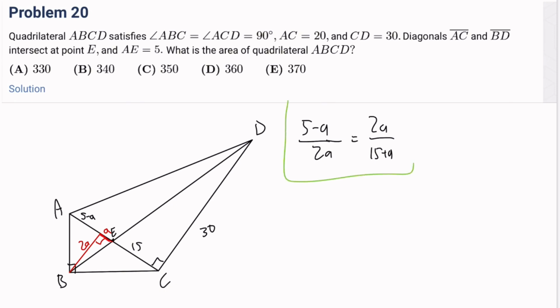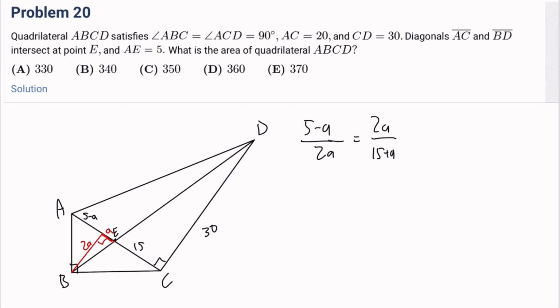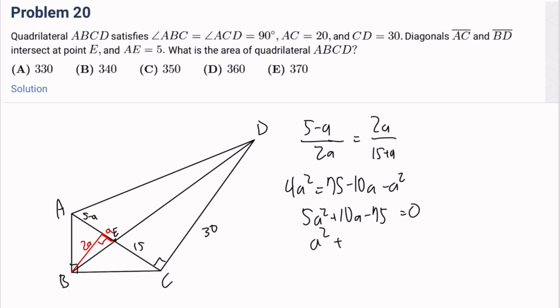And so if we cross multiply, it will give us 4A squared, so that's this one. 4A squared equals (15 plus A) times (5 minus A). So that is 75 minus 10A minus A squared. So this is 5A squared plus 10A minus 75 equals 0. And so if we divide by 5, A squared plus 2A minus 15 is going to be equal to 0, right?